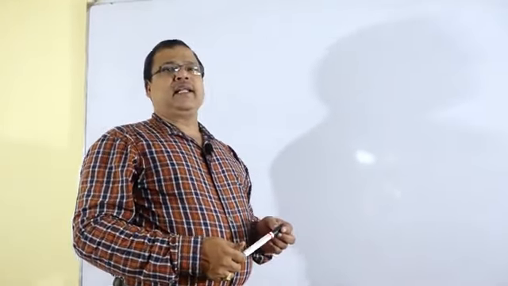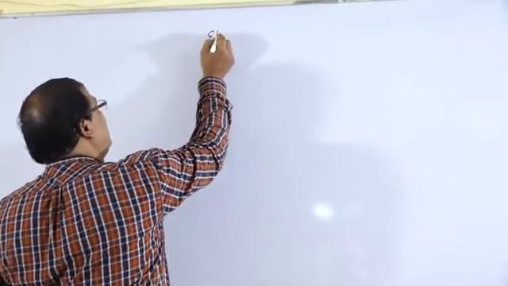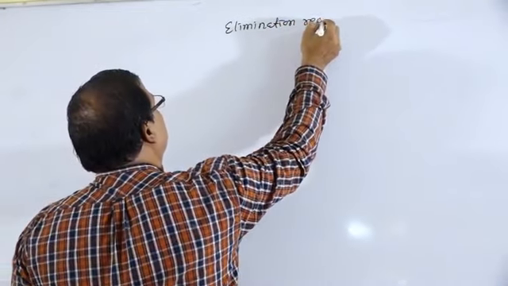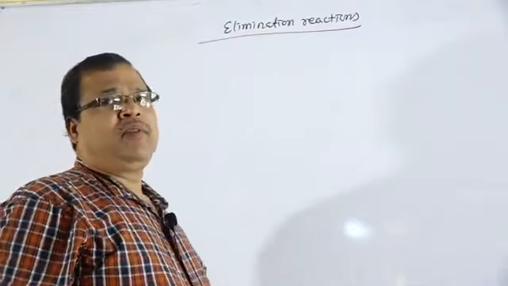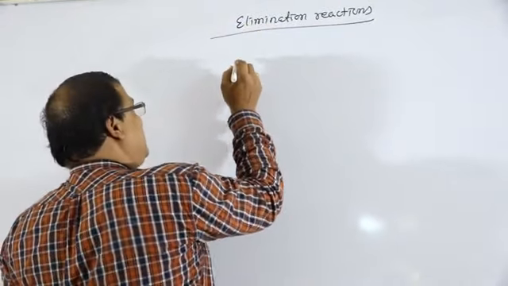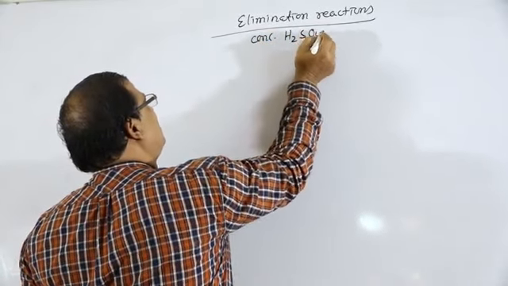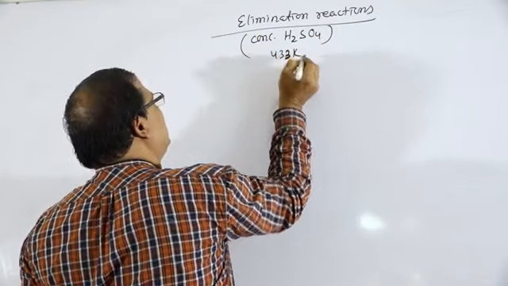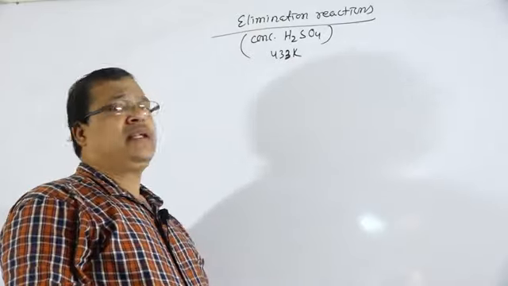Next we will discuss elimination reactions. The elimination reaction that takes place in the case of alcohols. The eliminating reagent is concentrated H2SO4, concentrated sulfuric acid at 433 Kelvin. Concentrated sulfuric acid will act as the eliminating reagent.